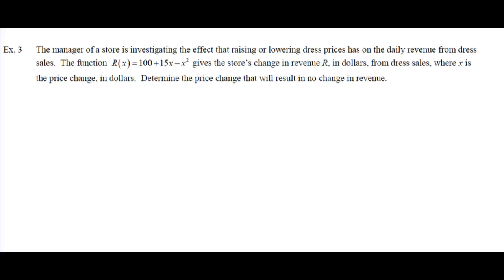The function r of x is 100 plus 15x minus x squared gives the store's change in revenue in dollars from dress sales, where x is the price change in dollars. Determine the price change that will result in no change in revenue. So we want no change in revenue, which means we want r of x to be 0. Okay, so we're going to graph this. We're going to look for the value of revenue to be 0.